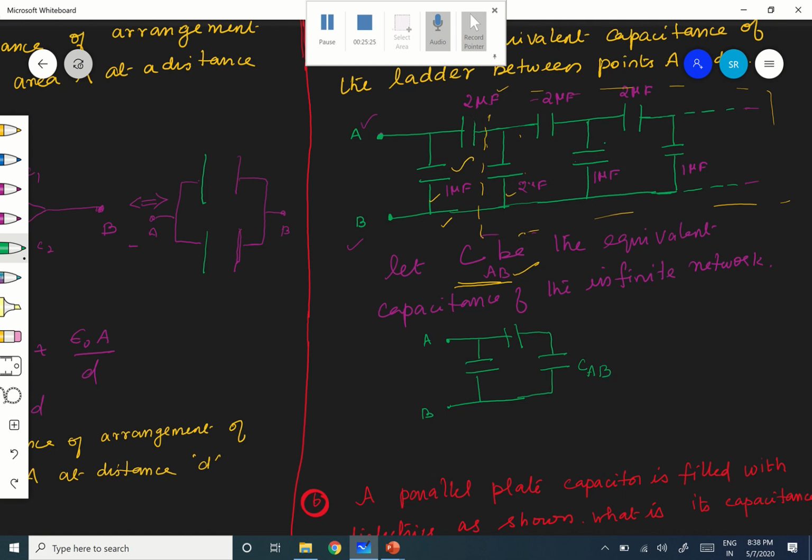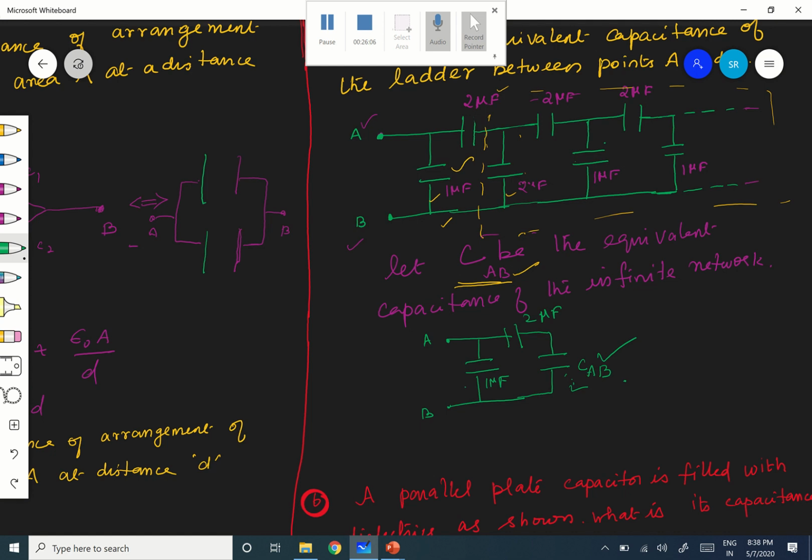Are you following? Why? Because that is connected fully, everything whatever is there. It is connected in here, CAB, everything put together from here to here is CAB, I told you, and that is connected here. Okay, therefore CAB, what is that? This is 2 microfarad and this is 1 microfarad. Therefore this 2 and CAB are connected in series, and that combination is connected parallel to 1 microfarad, correct?